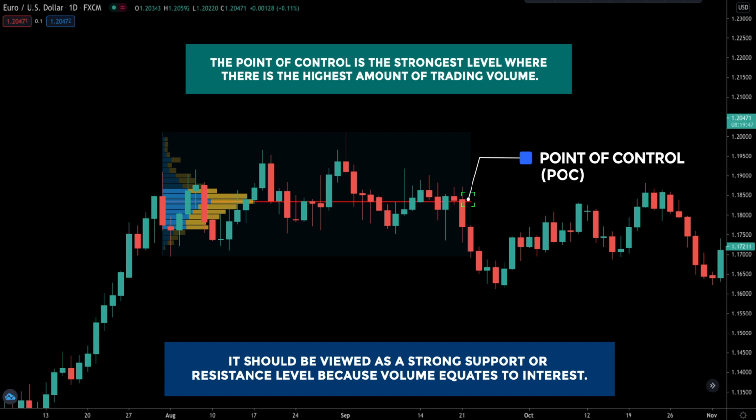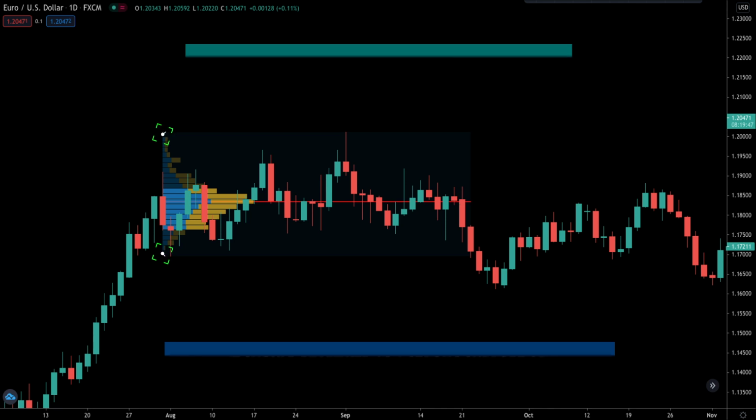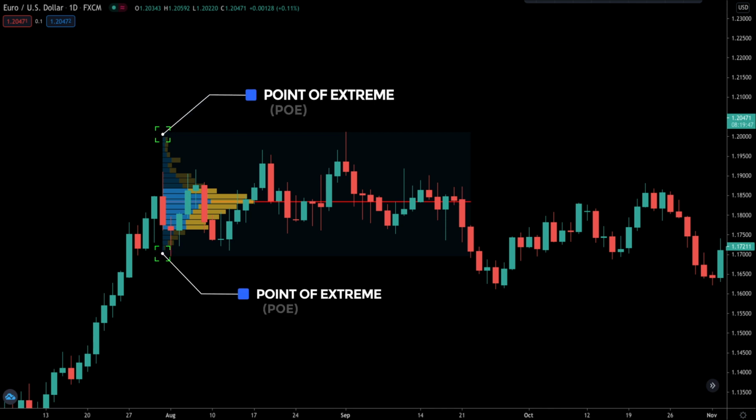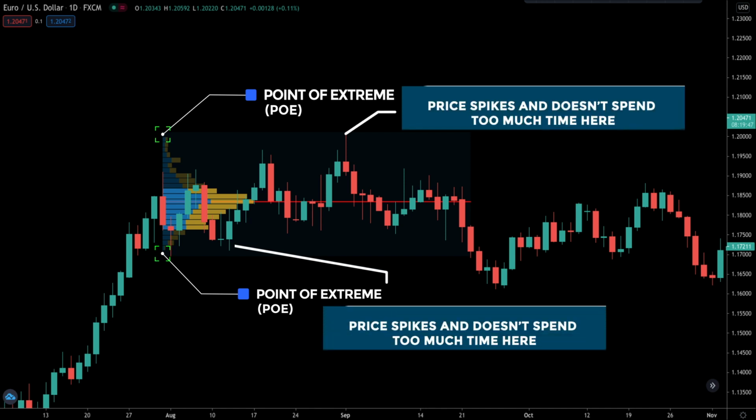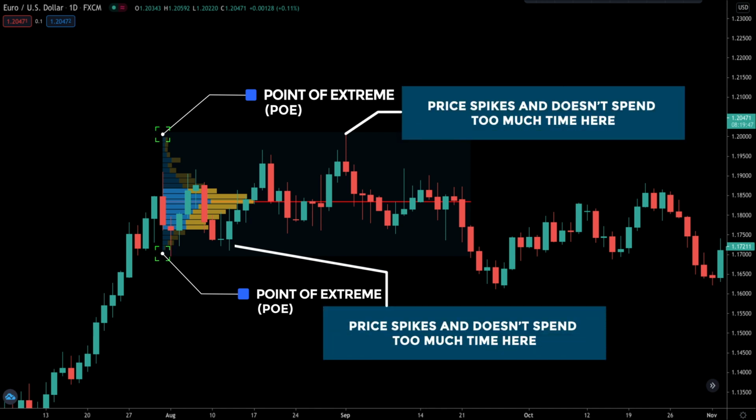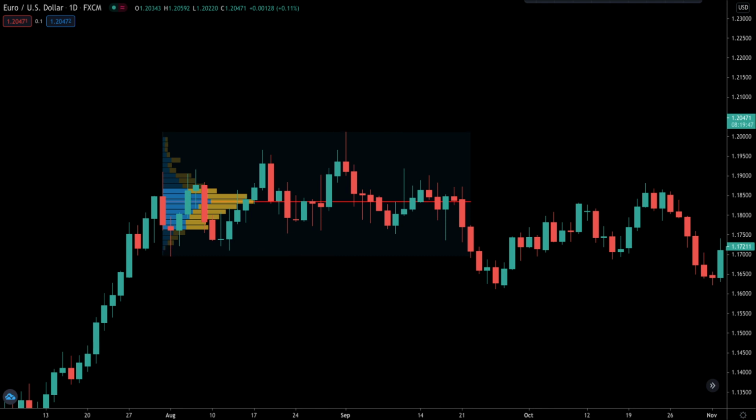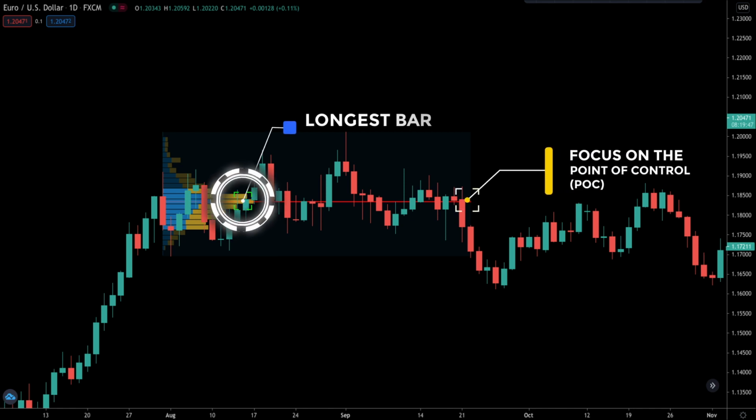The fixed range volume profile automatically plots out this level for you. The point of extreme, on the other hand, is the level which price spends very little time at. It should be viewed as a take profit level and where you look to exit. Anyhow, for this strategy, we will be focusing on the point of control, basically the longest bar in a volume profile. We don't need the point of extreme for this strategy, so I won't touch on that. And that's a quick summary of how to use the volume profile.